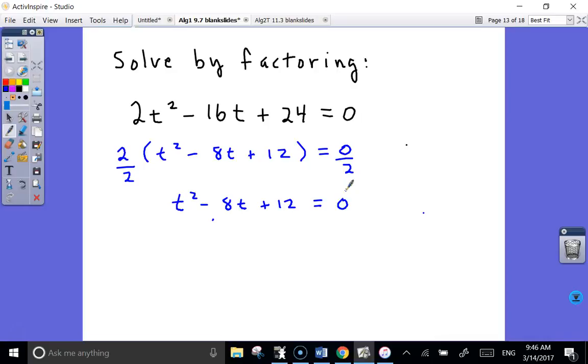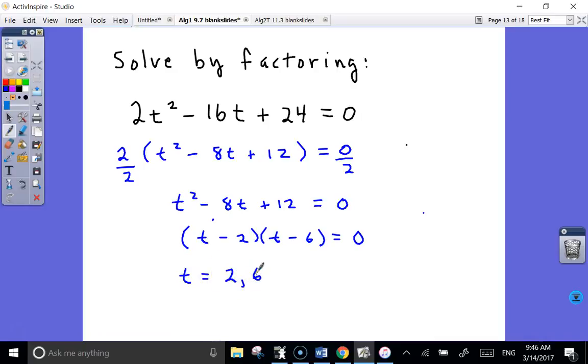6 and 2, but they add up to negative 8. So it should be minus 2, minus 6. Right? If they multiply to give you a positive 12 and they add to give you negative 8. Okay, and then what are the solutions? Remember, you're not done until you say what the values of t are. 2 and 6.